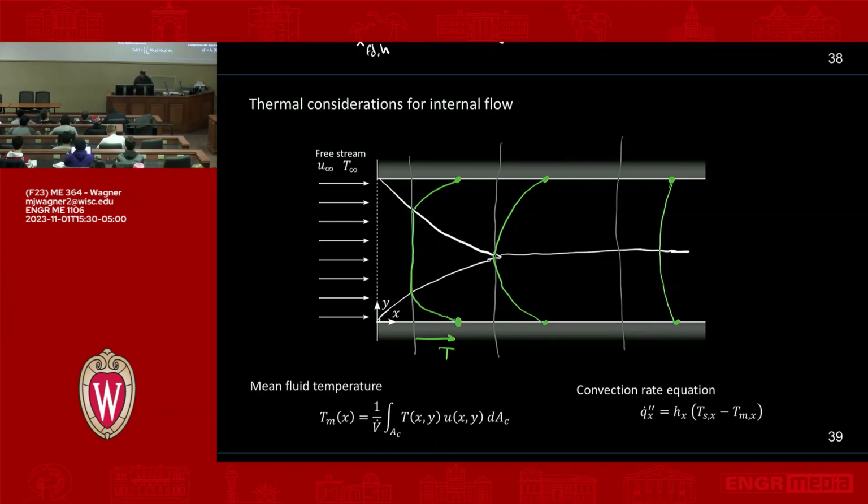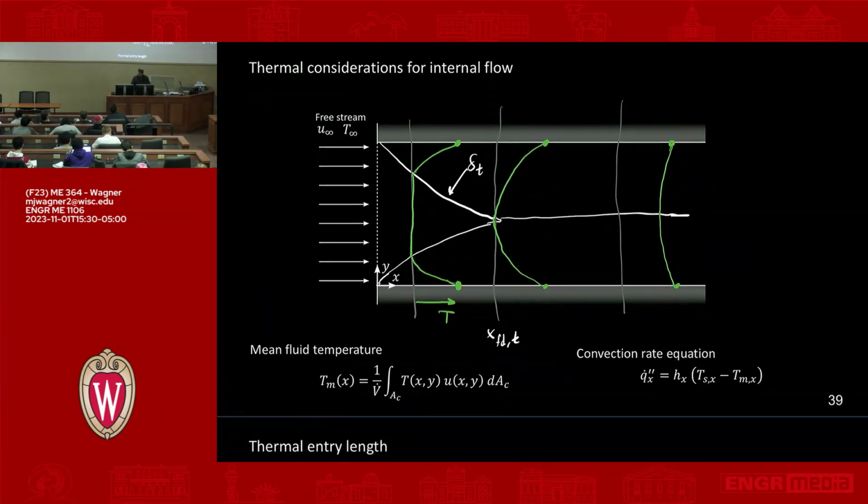We can maybe label some things here. So this position here is XFD,T. That's the thermal fully developed length. So I think the rest of it sort of makes sense. Like this here is delta T. Right, that's your thermal boundary layer. Some things that you might want to know here. I guess I've put them at the bottom for you.